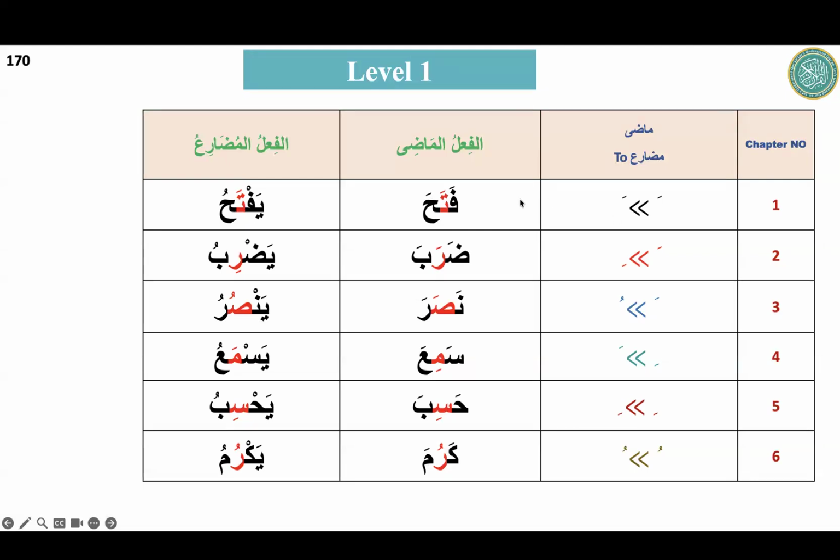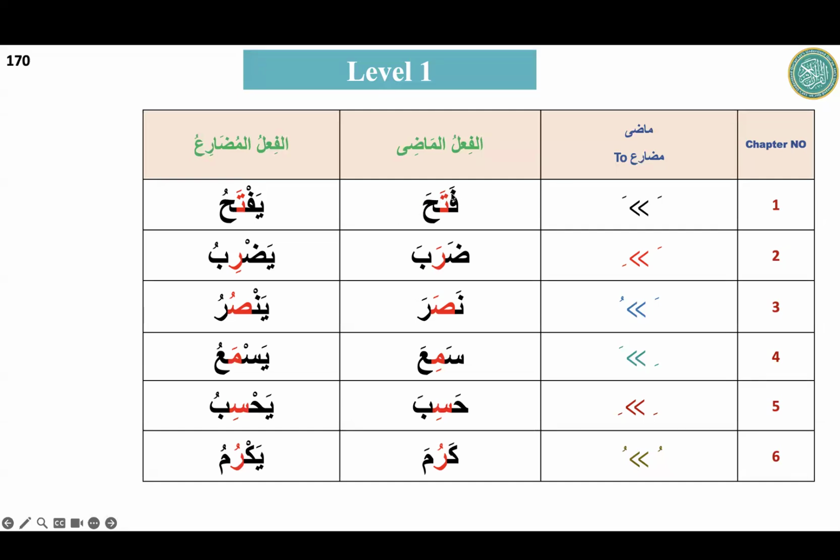When we finish these chapters, that will be the end of level 1. So first we will start with chapter 1. Again, there are 6 chapters. The first chapter's name will be Bab Fataha. The representative verb we are using is fataha, so the chapter name is fataha, and we will say Bab Fataha. Bab means chapter. One thing is very important: how we will remember the chapter. We will say level 1, chapter 1, Bab Fataha.